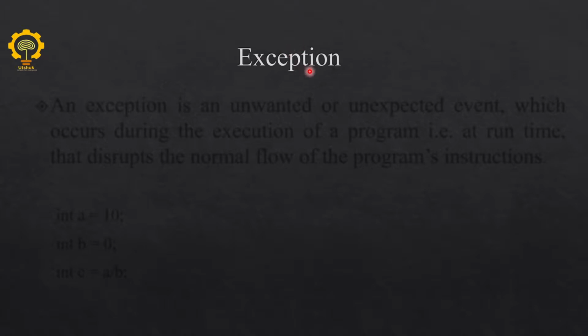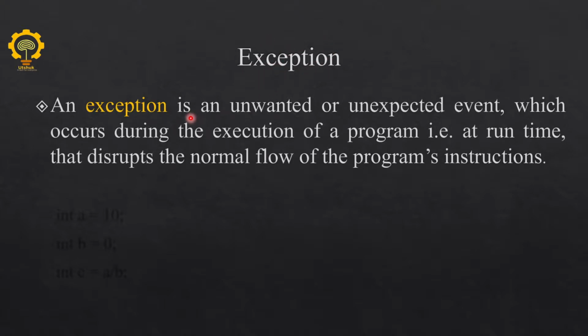So let's discuss what exactly an exception means. An exception is an unwanted or unexpected event which occurs during the execution of a program, that is at runtime, that disrupts the normal flow of the program's instructions. So generally, an exception means an unwanted or unexpected event that may occur during program runtime.